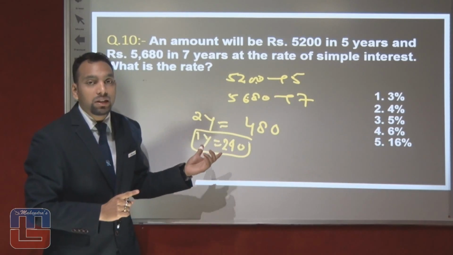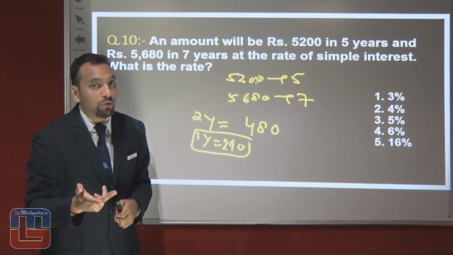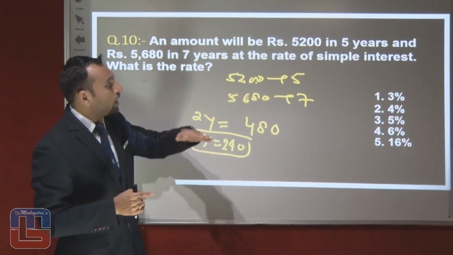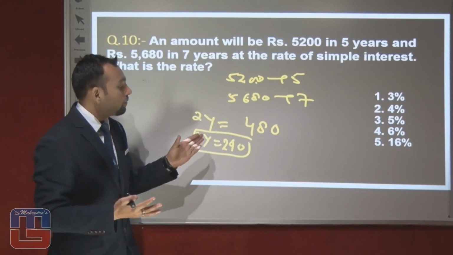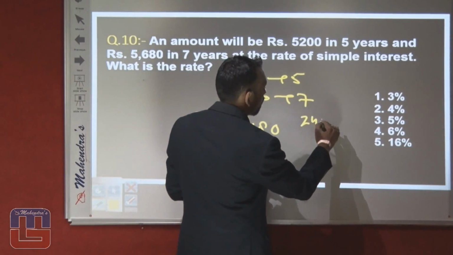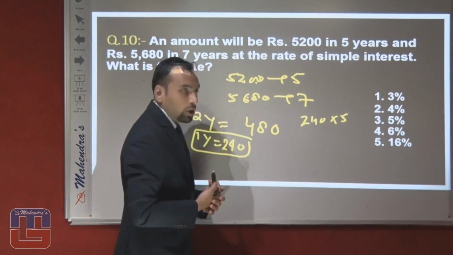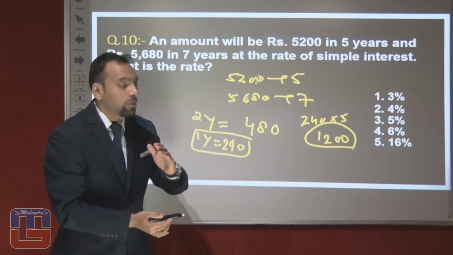Alright. Now see, this is the simple interest for 1 year. Now we have simple interest and we have amount, so we can find out the principal. How will we calculate? This is the SI for 1 year and we have the amount for 5 years, so we can calculate the SI for 5 years. If the SI for 1 year is 240, for 5 years it will be 240 into 5. So here you will get 24 into 5, 120, so here you will get 1200.